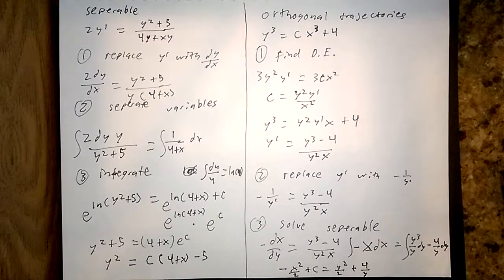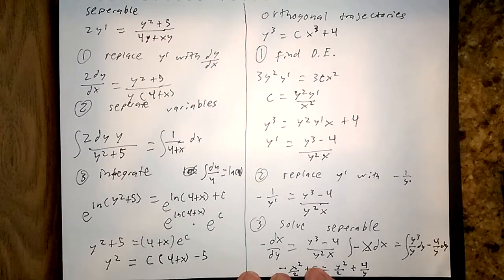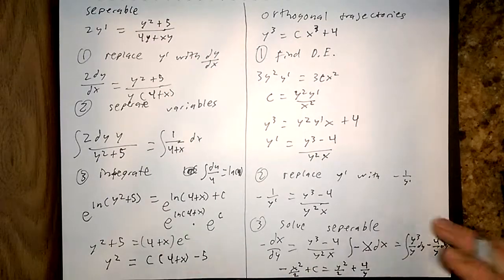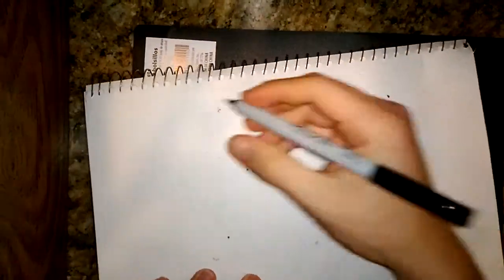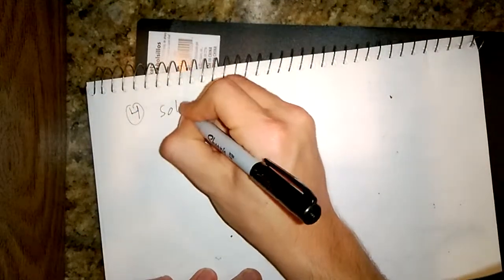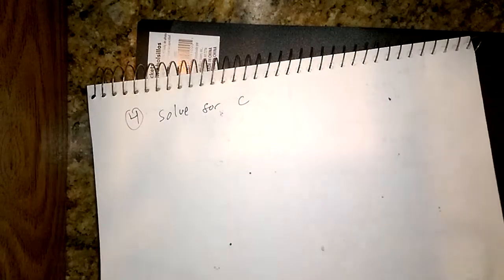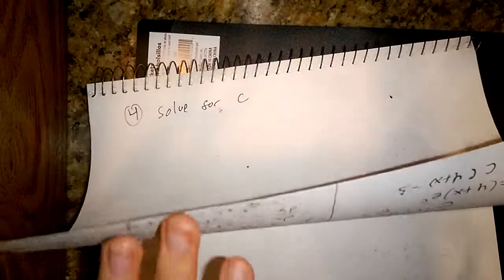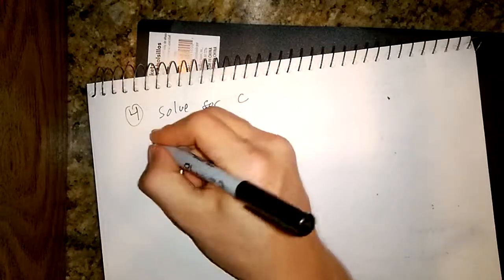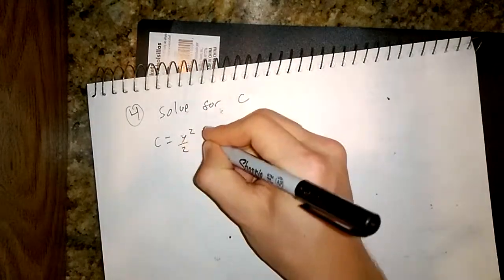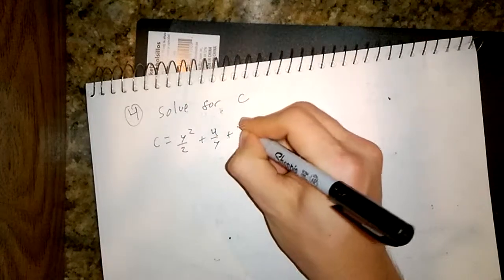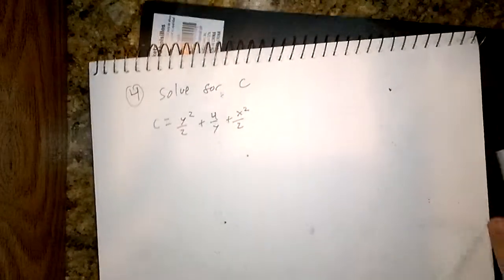And then that's it. Now normally they want you to solve for c, and so that would be step 4. So step 4, solve for c. And now, knowing our previous equation, that just means I think c equals y squared over 2 plus 4 over y plus x squared over 2. And that's all you really got to do for that.